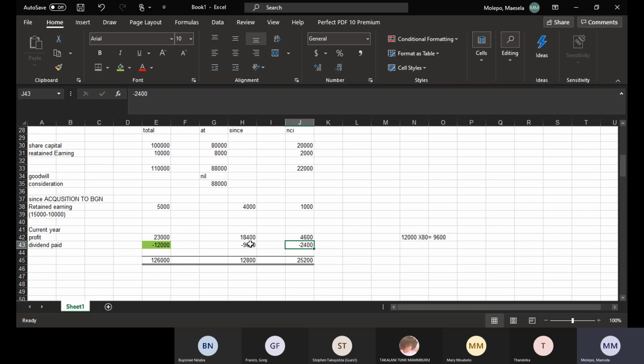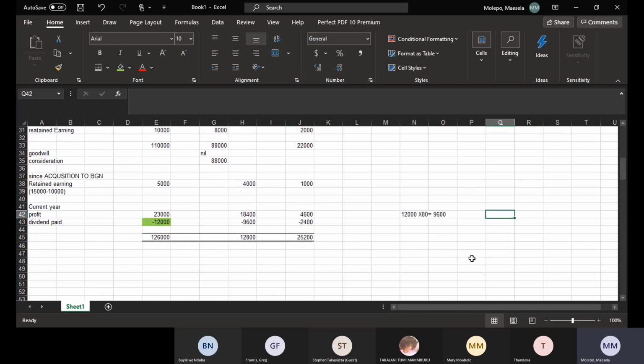Then on the credit side, it will be the dividend received by A Limited, which is income in its books. That will go to the credit side as 9.6. And then the dividend received by the NCI people will be represented by the 2.4. So the journal of the subsidiary will be like this before the elimination.